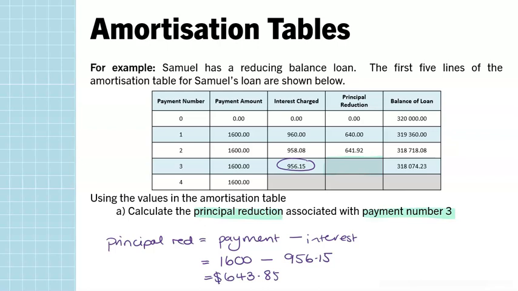The other thing I want to be able to check is if I'm on the right track. What we should be noticing with our interest is that in each row in the amortisation table, we should see the amount of interest being charged decreasing because it's a percentage of the previous balance, and that's also decreasing. At the same time, if our payments are staying consistent, then the principal reduction should be increasing slightly each time. So we go from 640 to 641.92 to 643.85. So we are following that pattern of increase there.